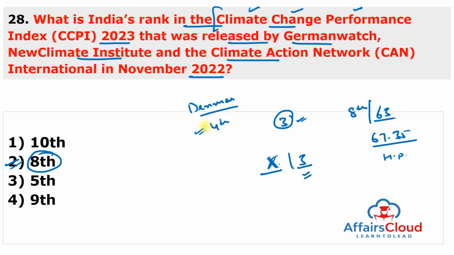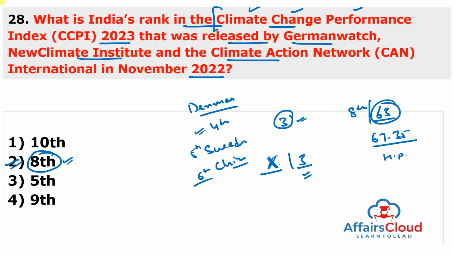So Denmark's rank is 4th, and it is followed by Sweden in 5th, and 6th rank goes to Chile. So remember, India's rank is 8th. A very good rank for India out of 63 countries.